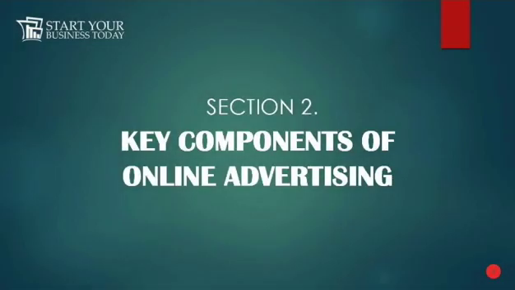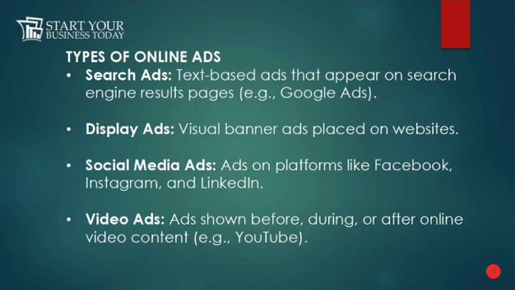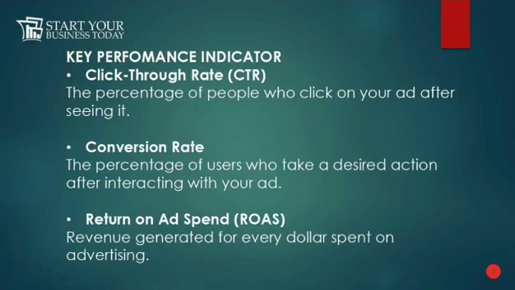Section 2. Key components of online advertising. 1. Types of online ads. Let's break down the different types of online ads. Search ads. Text-based ads that appear on search engine results pages, e.g. Google Ads. Display ads. Visual banner ads placed on websites. Social media ads. Ads on platforms like Facebook, Instagram, and LinkedIn. Video ads. Ads shown before, during, or after online video content, e.g. YouTube.